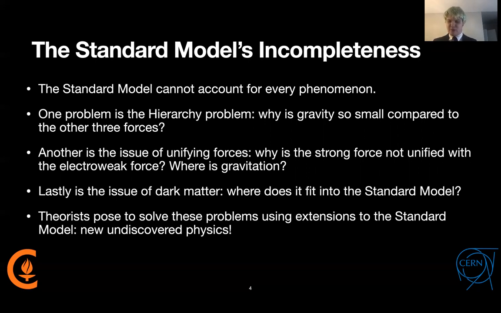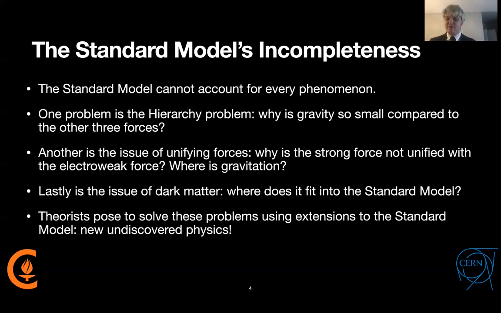Another issue is the issue of unifying forces. The standard model shows that the electromagnetic and weak force combine at high enough energies to make the electroweak force. But there is currently not a way for the strong force to combine with them as well. In addition, gravity isn't explained at all in the standard model, and so it's even more difficult to come up with a theory of gravity that unifies with the other three forces. Lastly, dark matter, matter which has gravitational effects but has not been interacted with, is not explained in terms of the standard model at all. Thus, we conclude the model cannot be a complete description of reality.